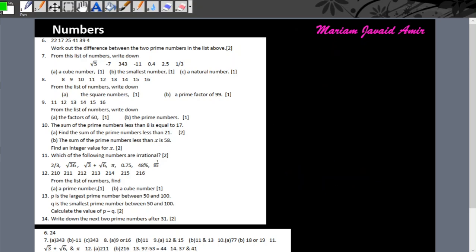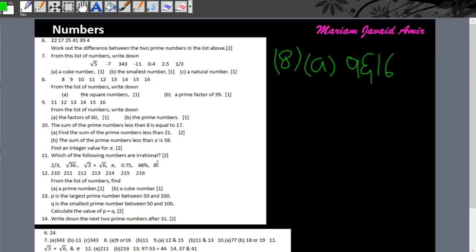Question 8. From the list of numbers, write down square numbers. So a square number would be 4 times 4, which is 16, and also 3 times 3, which is 9. So the answers for 8A are 9 and 16.